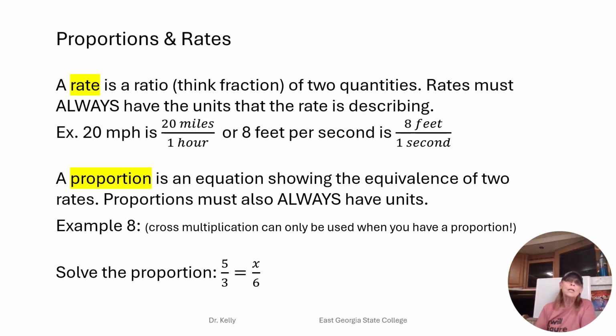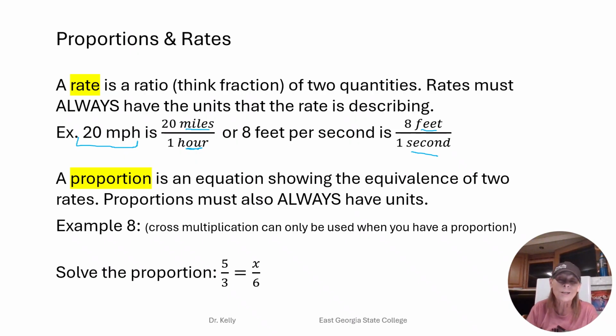Okay, but when you're writing a rate, you always have the units. And so here's an example. Like here I said 20 mph, right? And we know that that's 20 miles per hour. And if we wanted to write it as a rate, as a ratio, we would write 20 miles on top over 1 hour. Or like this example here, 8 feet per second, right? 8 feet on top over 1 second. Whatever the per is goes on the bottom. Okay, the first part of the unit is the numerator, and the second part of the unit is the denominator when you set these up.